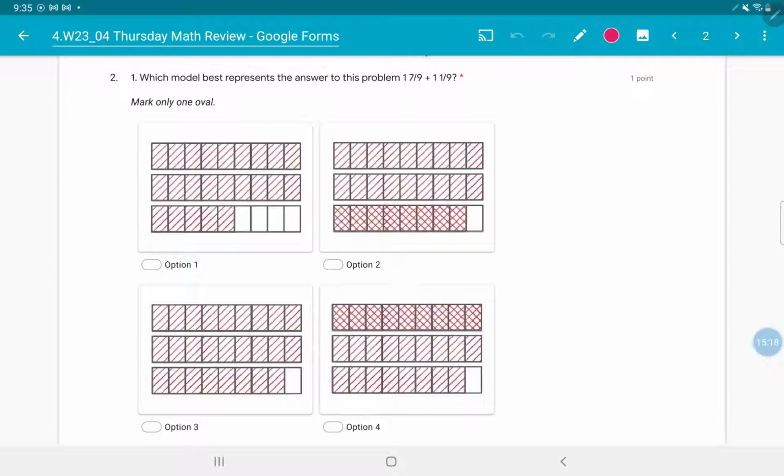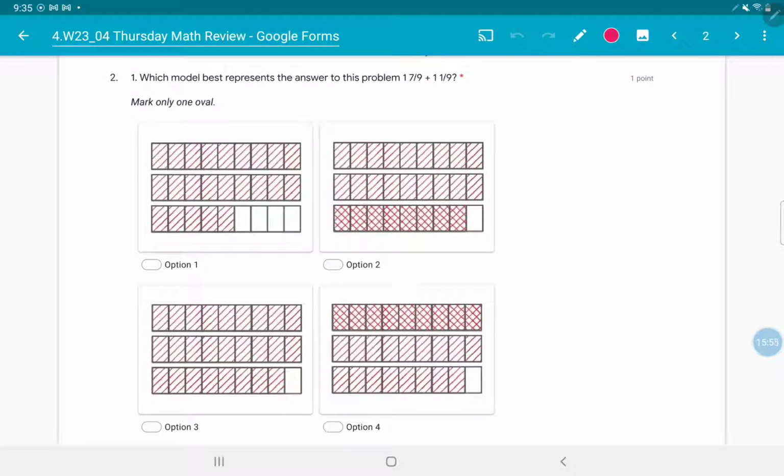Okay. What does 1 and 1/9 mean, Christopher? It means 1 whole and 1/9. Very good. So how many wholes do we have? If I put my wholes together, how many wholes are there, Dylan? There are 2 wholes. If I put my fractions together, what fraction of another whole do I have? 8/9. So I'm looking for the model that shows 2 and 8/9.